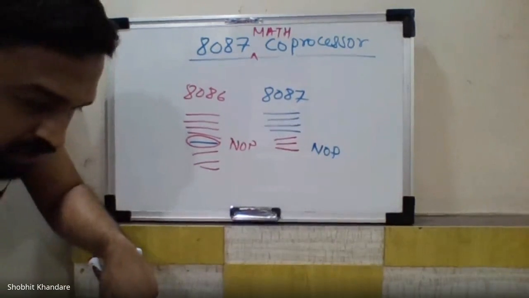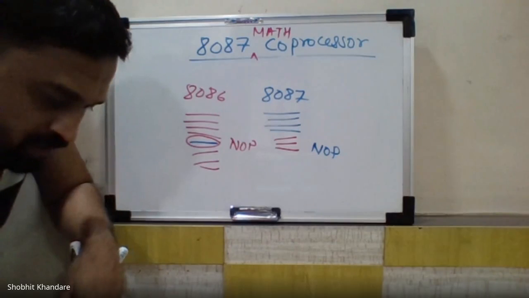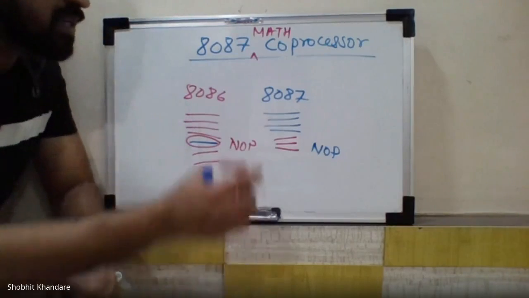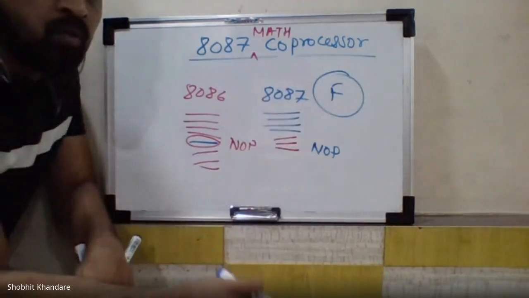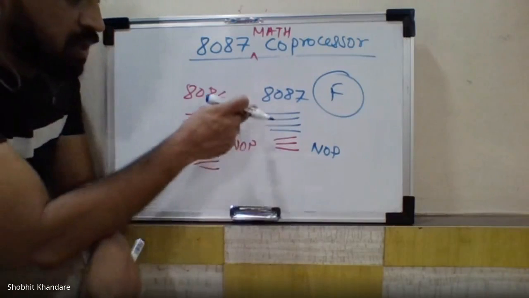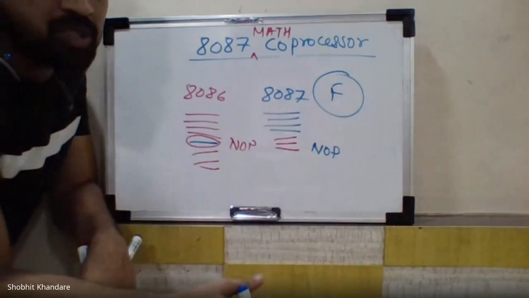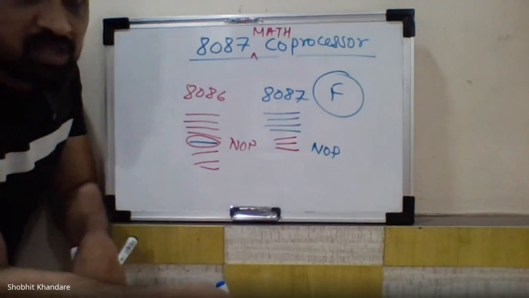One important thing: when we are executing the instructions of 8087, these instructions will start with the letter F. This is also important. Whatever instructions are written for 8087 will start with the letter F, so that we will be able to distinguish which are the instructions of 8086 and which are the instructions of 8087.